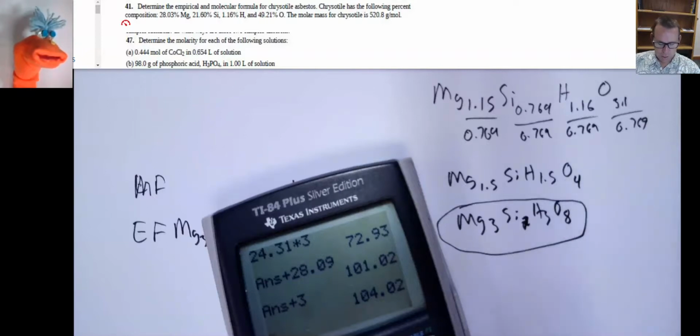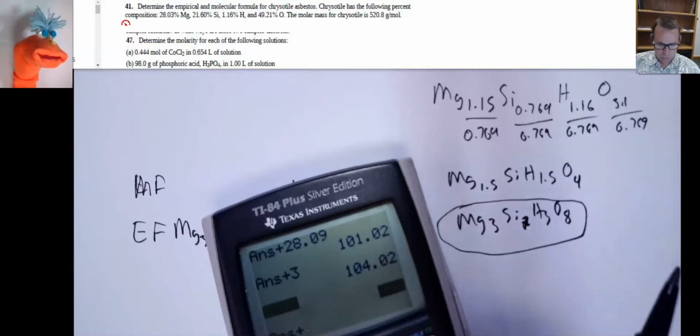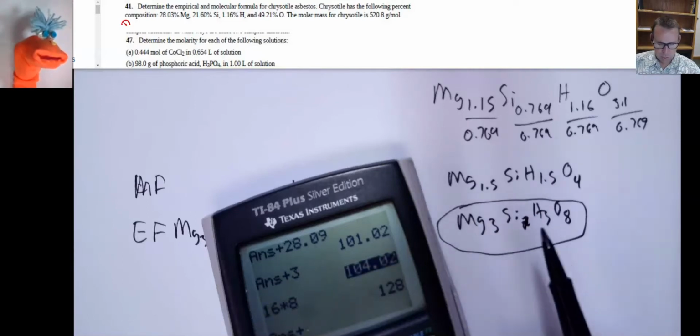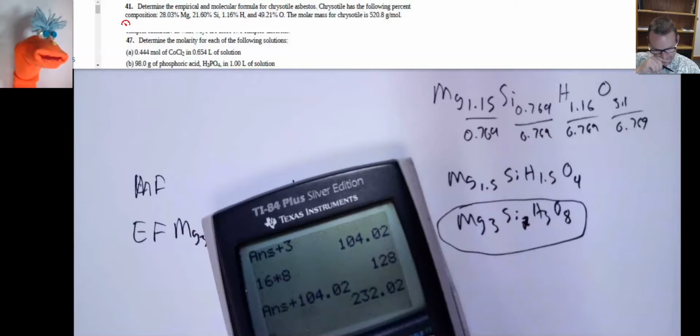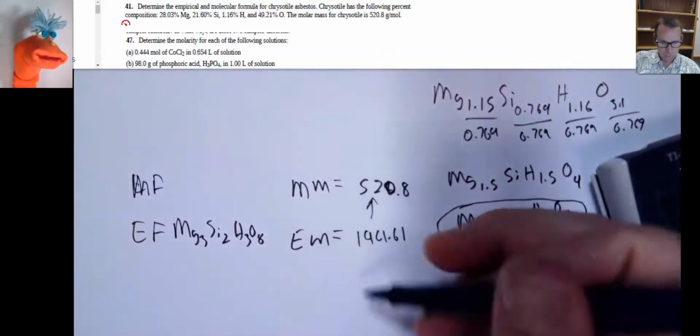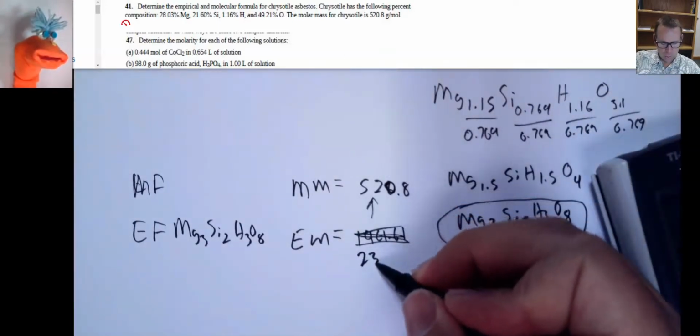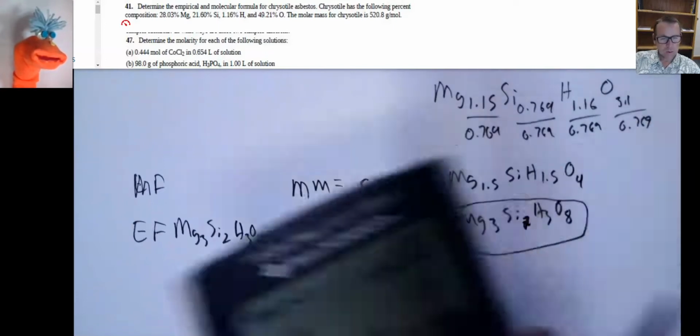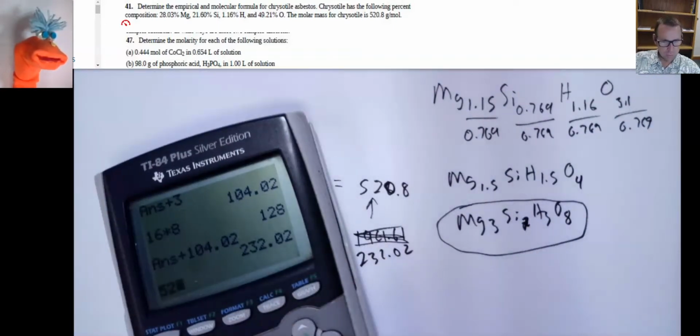So we need 16 times 8. So 120 plus this one here, which is the sum of the magnesium, the silicon, and the hydrogen. So 232.02. Let's try that. 232.02, so 520.8 divided by that, 2.24.